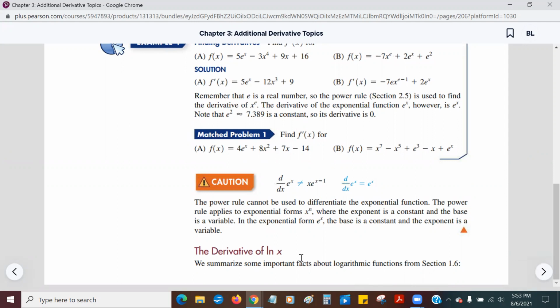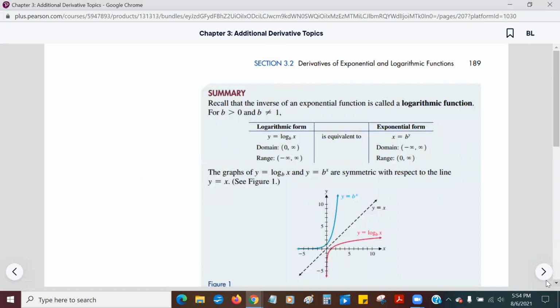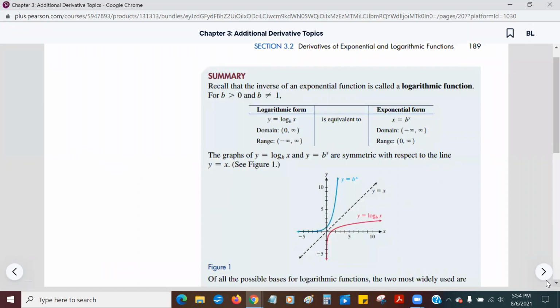Now, what about the derivative of ln x? Well, first, logarithms are the inverse of exponentiation. If this blue graph is the graph of y equals e to the x, this other graph is the graph of y equals ln x. Either way, you see that they're symmetric with respect to the diagonal, which means that they are inverse functions. And that's, as you know from algebra, a property of inverse functions.